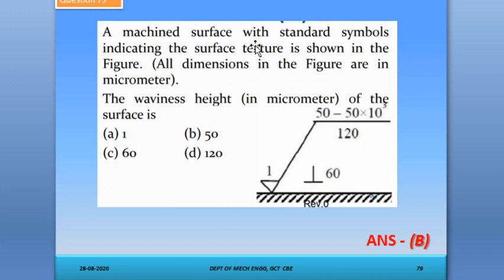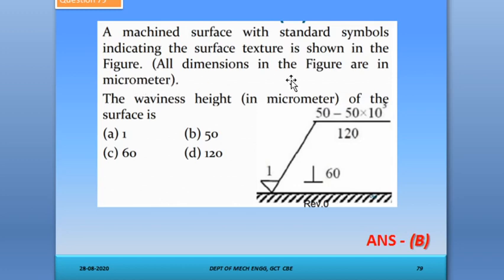Next problem. A machined surface with standard symbols indicating the surface texture is shown in the figure. This is a standard symbol used for the machined surface, with the triangular line and the extension line. The included angle here is 60 degrees. It represents the surface texture.